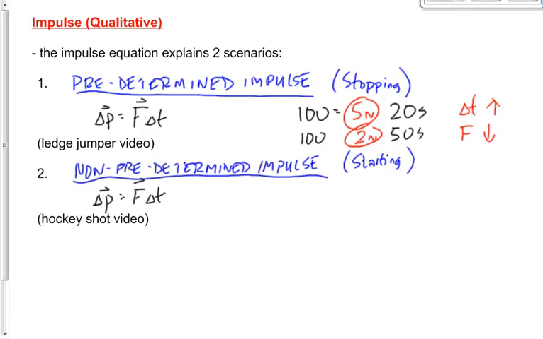Now, when we have a non-predetermined impulse, we're starting an object, sometimes from rest, sometimes not from rest.